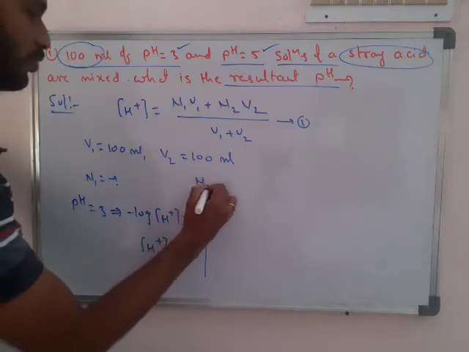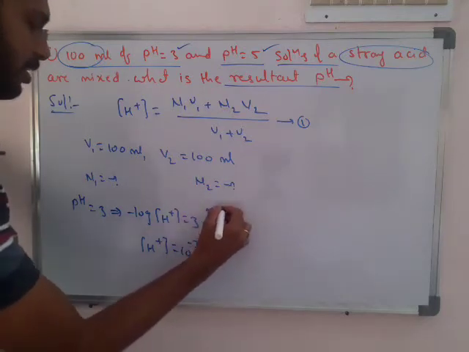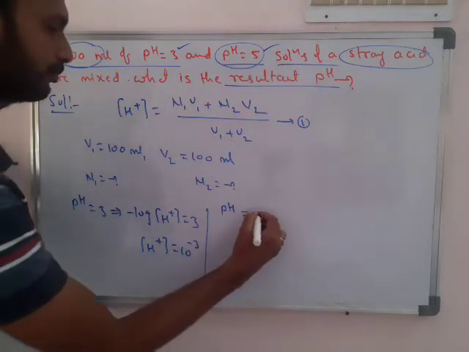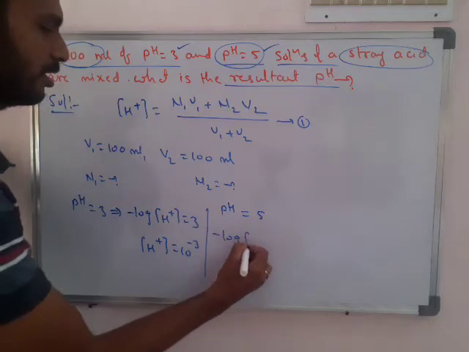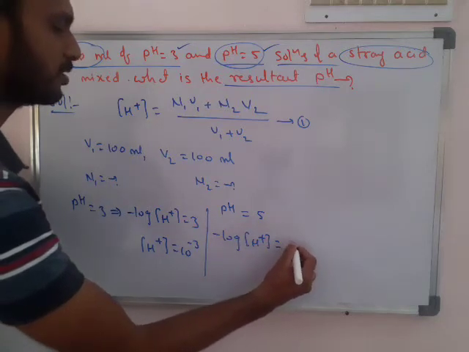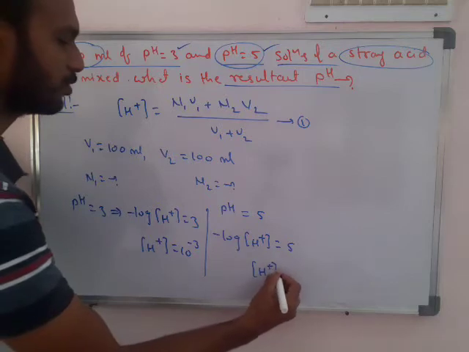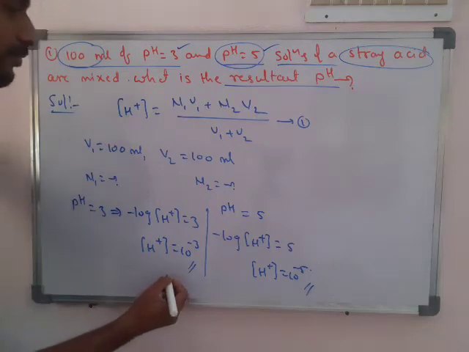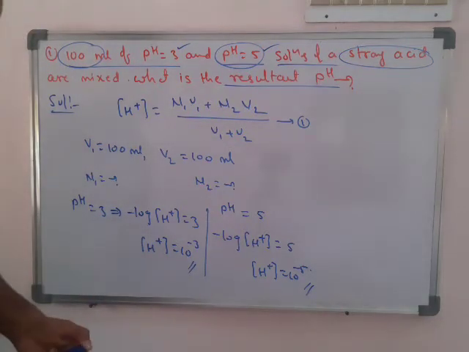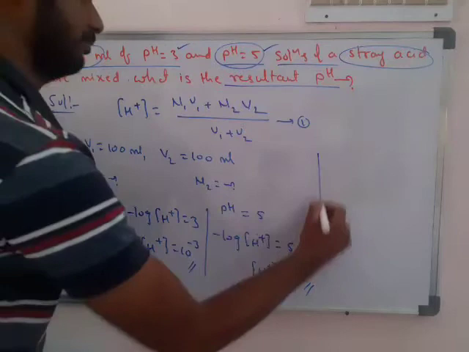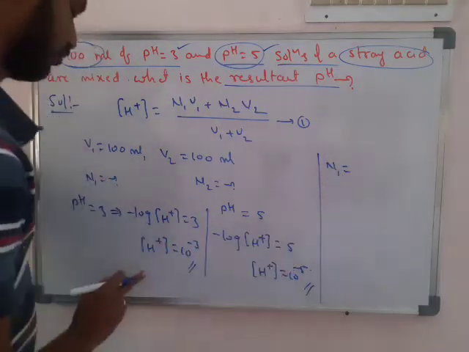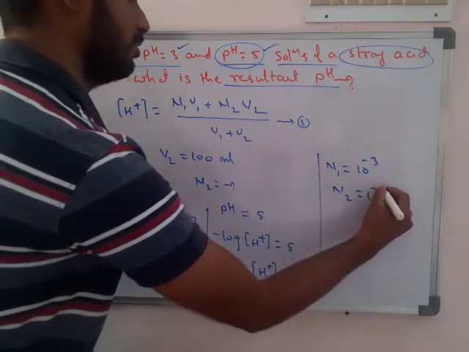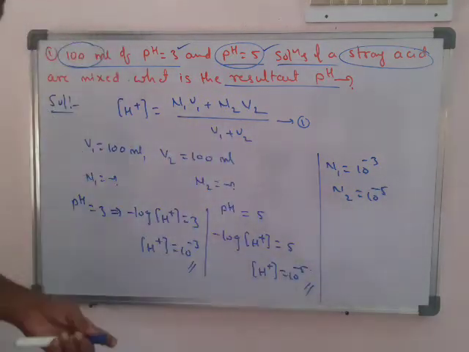In the same way, how to find N2? For solution 2, it is given pH equal to 5. pH equal to 5 means minus log H plus equals 5, and H plus equals 10 power minus 5. So this is N2 and this is N1. N1 equals 10 power minus 3, N2 equals 10 power minus 5. So substitute in equation 1.